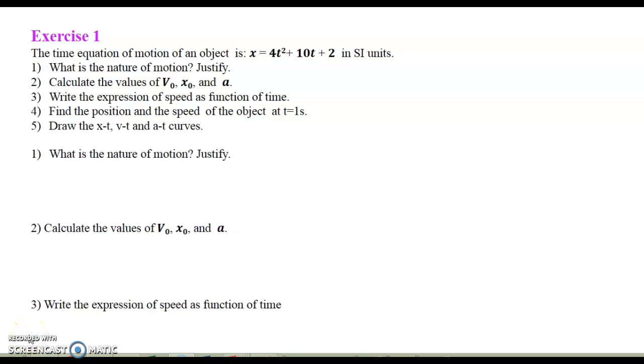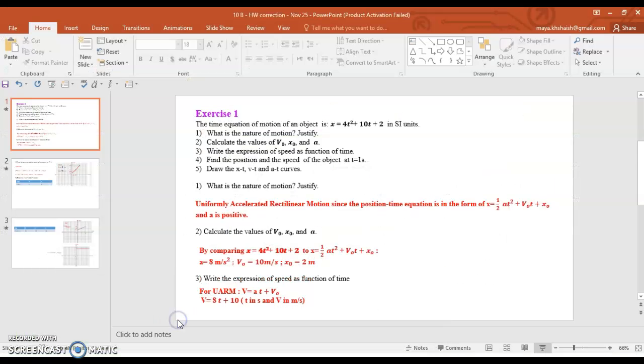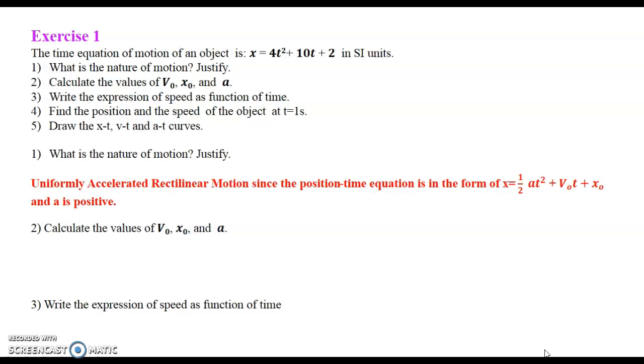The time equation of motion of an object is x equals 4t squared plus 10t plus 2 in SI units. What is the nature of motion? Justify your answer. The motion is uniformly accelerated rectilinear motion because the position-time equation is in the form of x equals half a t squared plus v naught t plus x naught, and a is positive.